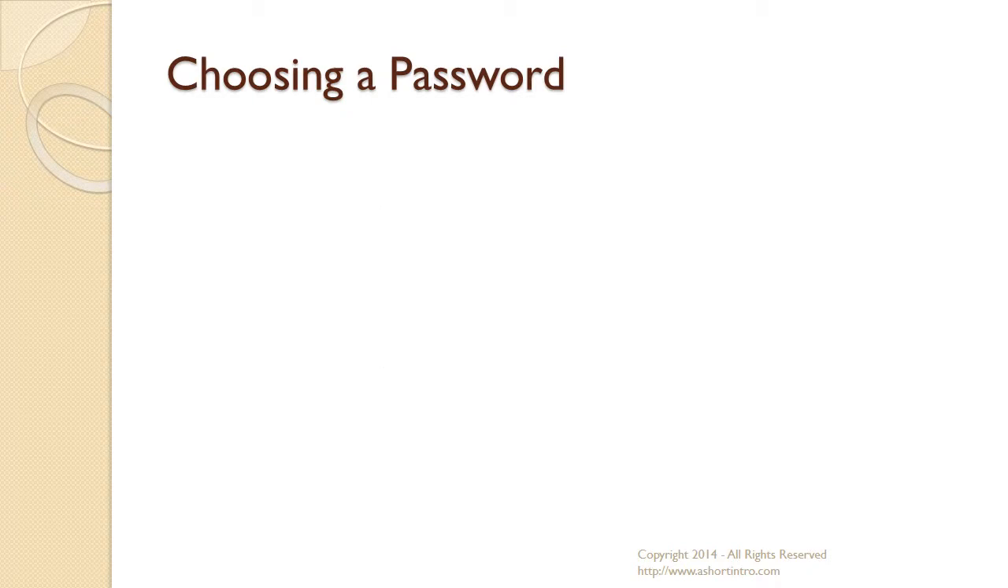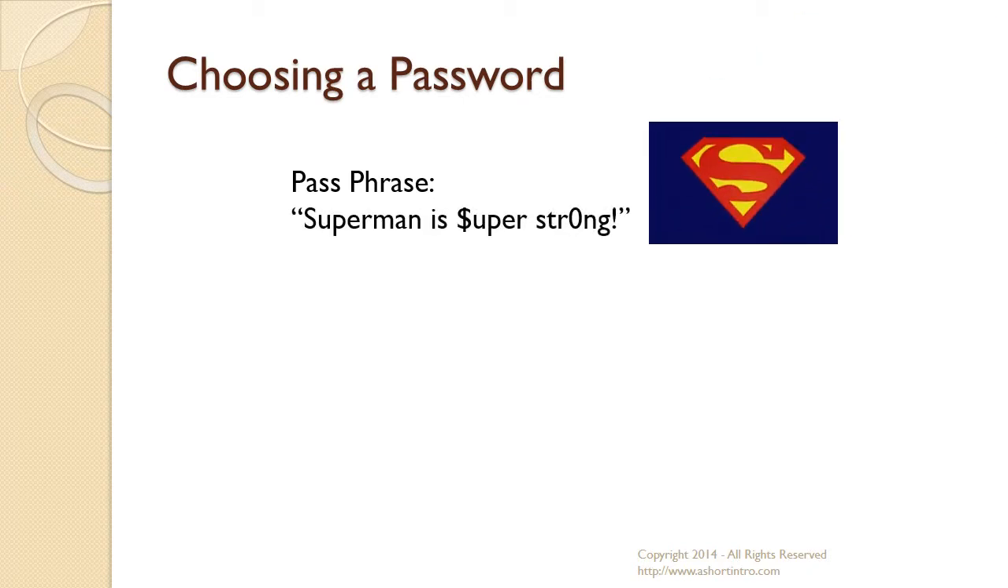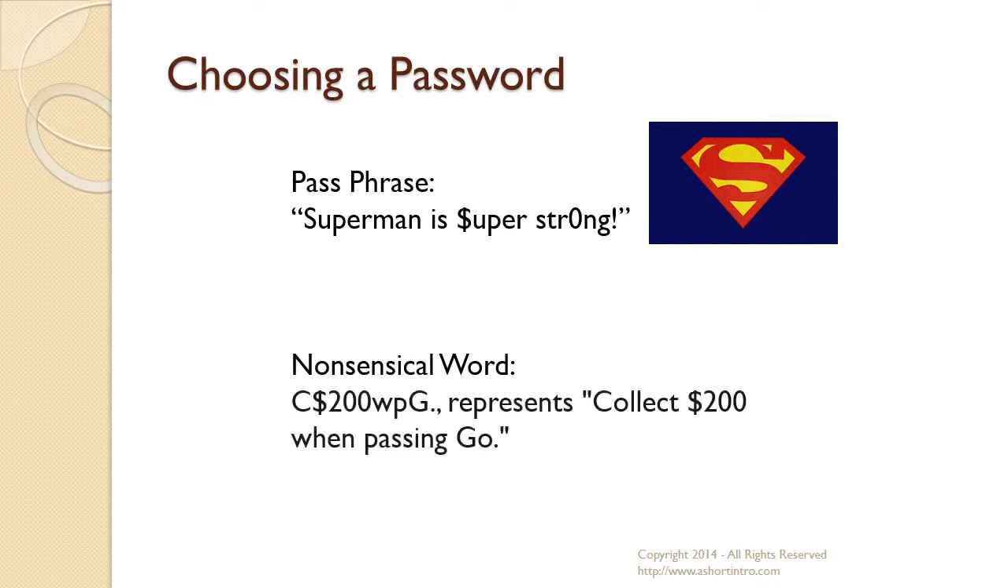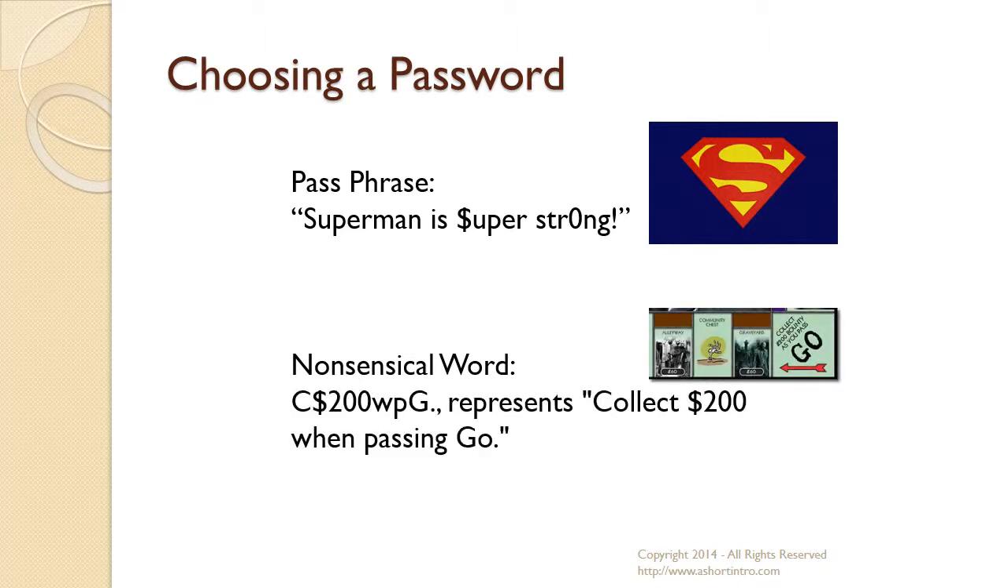One way to come up with a password is to use a passphrase or a nonsensical word. A passphrase could be a lyric from a song or a favorite quote. An example of a strong passphrase is "Superman is super strong." A nonsensical word can be built using the first letter from each word in a phrase, such as C$200WPG, period. It represents collect $200 when passing go. These typically have additional benefits, such as being longer and easier to remember. I wouldn't recommend that you use the one mentioned here.